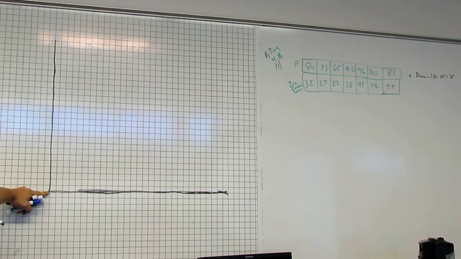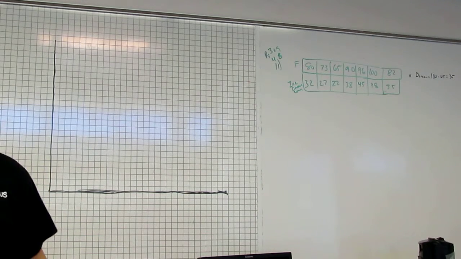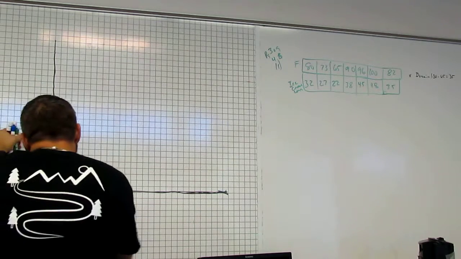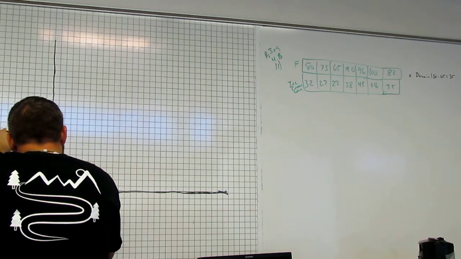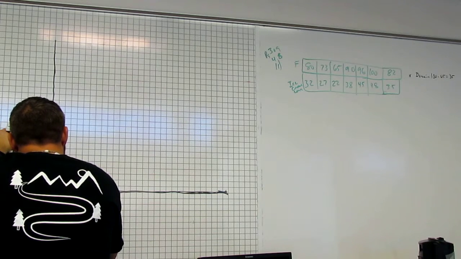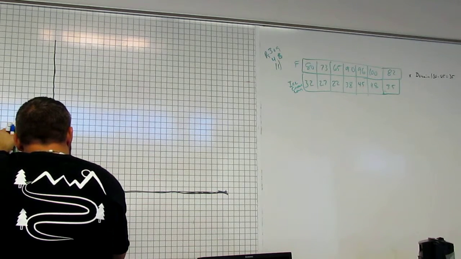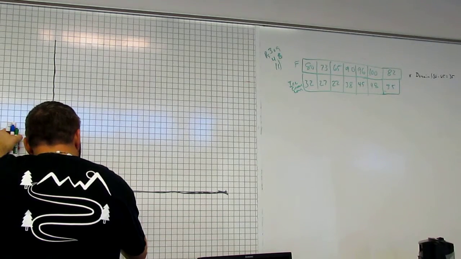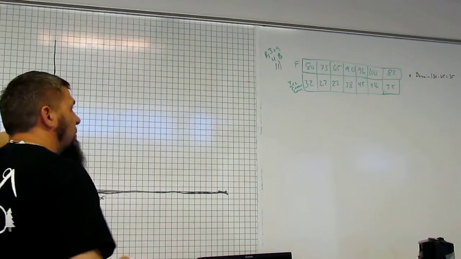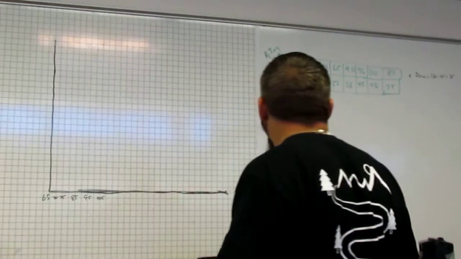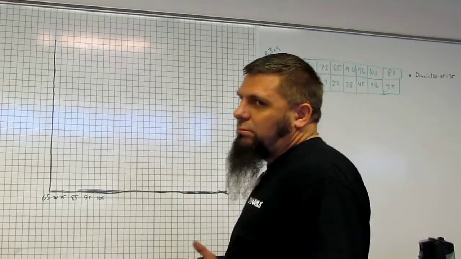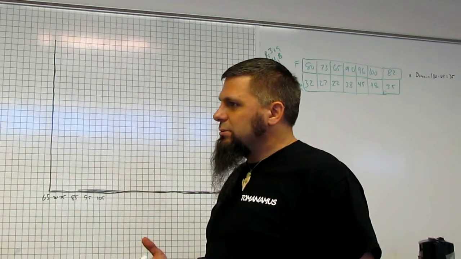And then 75, 85, or I could go 65, 70, 75, 85, 95, 105, and I'm good. That's pretty easy, right?